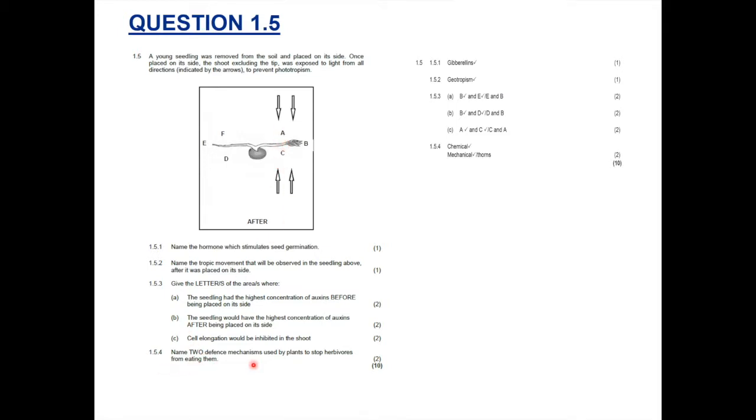1.5.4. Name 2 defense mechanisms used by plants to stop herbivores from eating them. Chemical or mechanical, which is thorns. Right, that was a nice question. I hope you understood that.